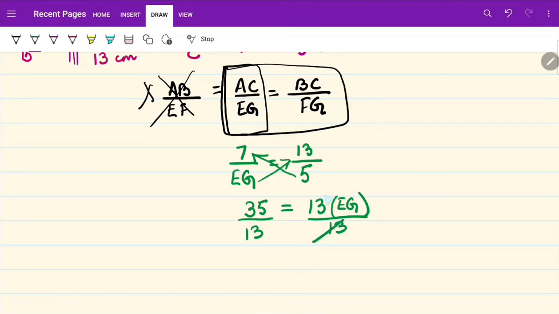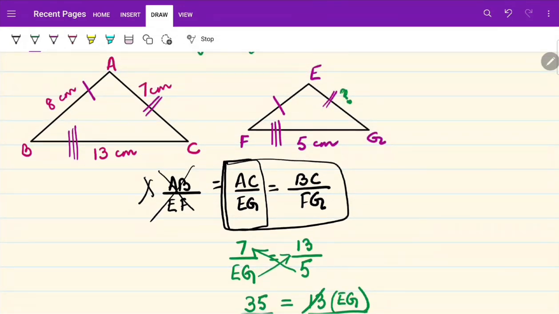Dividing both sides by 13, we end up with EG equals 35 divided by 13, which is approximately 2.69, rounded to the second decimal place. So I'm going to write it like this: 35 divided by 13 is 2.69. You can use your calculators to do that division. So this is how we apply the property that the ratio of the corresponding sides in similar triangles are equal to find the value of a missing side.